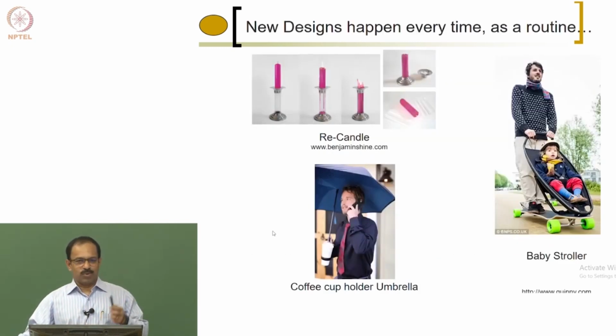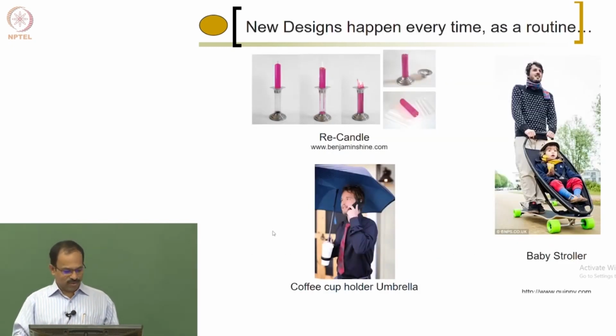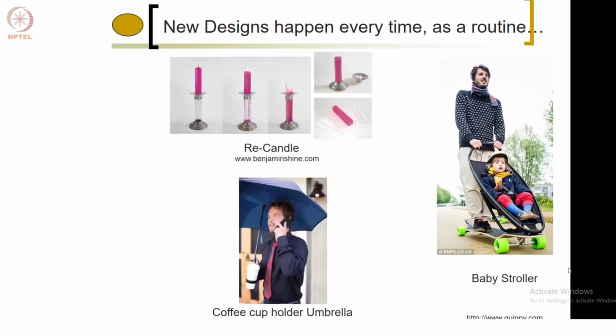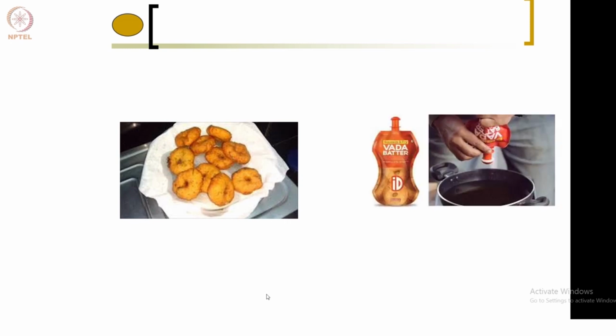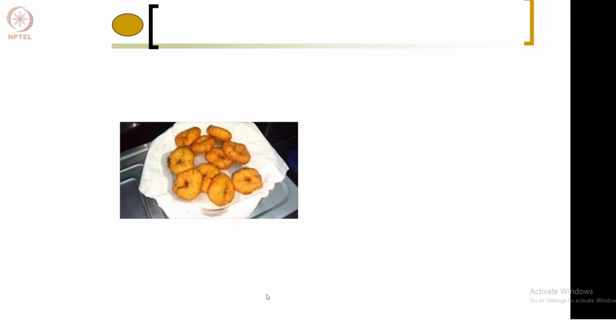And these are some of the other creative designs. Again, you can see here, it's a coffee cup holder with umbrella. And so what is this? What vada is it? Medu vada. Okay. How many of you had eaten medu vada? No? Okay.